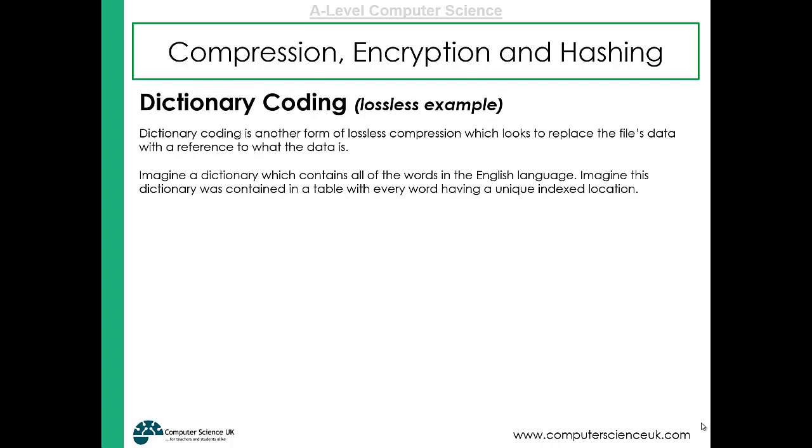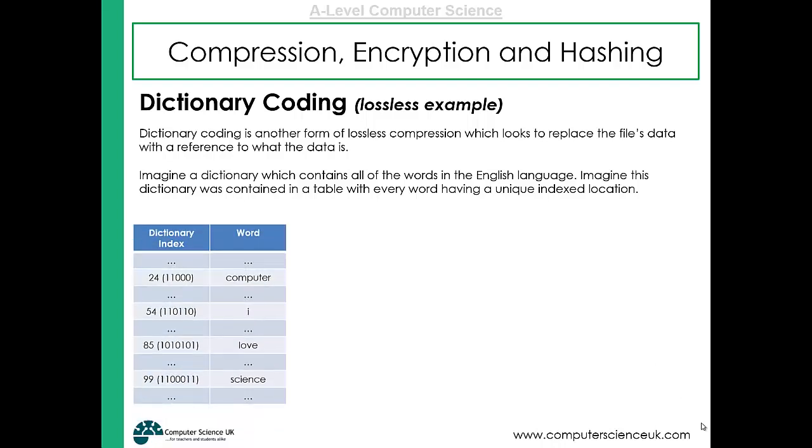Dictionary coding is another form of lossless compression, and looks to replace the file's data with a reference to what the data is. So imagine a dictionary that contains all of the words in the English language, contained in a table with every word having a unique index location. For example, the word computer might be at dictionary index 24, I might be at 54, love might be at 85, science might be at location 99.